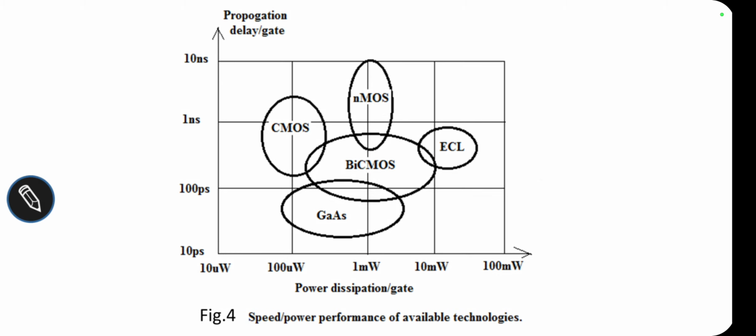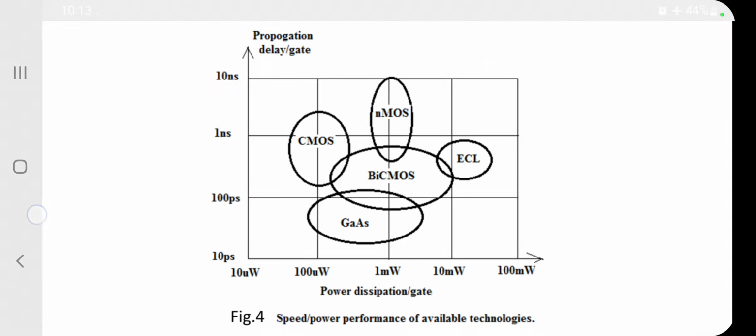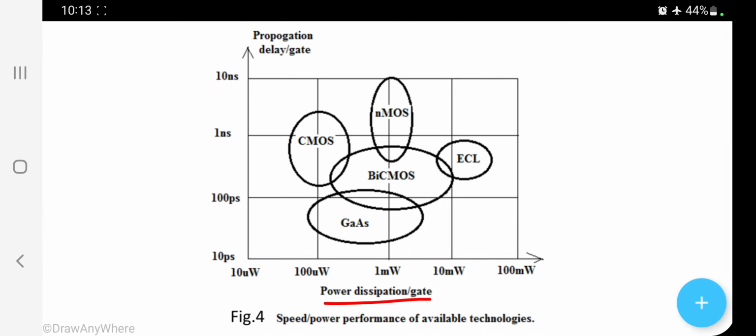Now this figure compares the power dissipated per gate. You can take a NAND gate, AND gate, NOR gate, whatever. Per gate means for one individual gate, how much power it dissipates and what the propagation delay is. Propagation delay is how much time it takes, once you give the input, to get the output, how long the response takes. Power dissipation means how much power it dissipates.